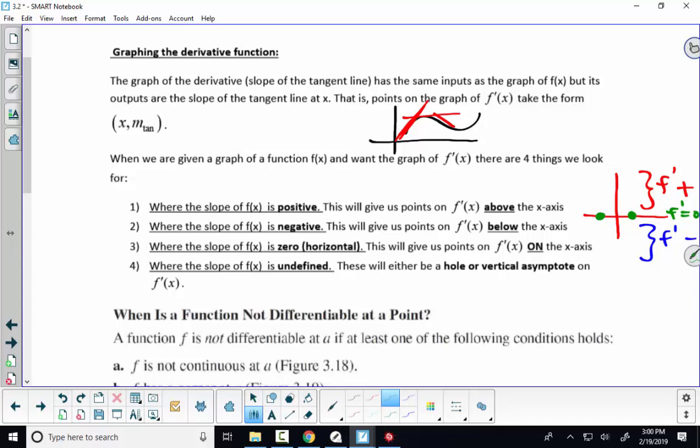And where the slope of your tangent line is undefined. We haven't talked about that; it's discussed more below. But we also need to know where the slope of the tangent line is undefined, because the graph of the derivative could have a hole in it like that, or it could have an asymptote. So if that's f prime, when we look at that graph, we can say f prime is undefined here at this value, and it's undefined here at this value. So those are the 4 things we're looking at on the function in order to graph the derivative.